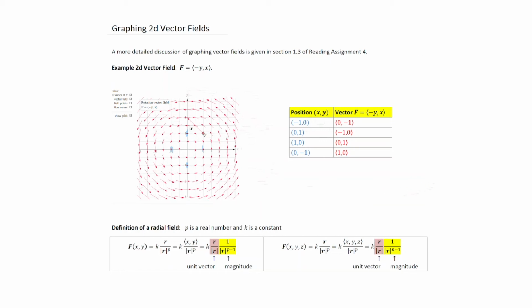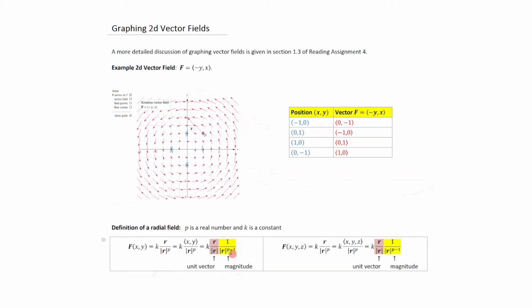The other thing I would bring your attention to is the definition of what we call a radial field. We'll make reference to this frequently. So here we're saying p is a real number and k is a constant. In 2 dimensions, if you have a vector field in x and y, then r is a vector which has an x and y component. This is the magnitude of the vector r to some exponent p times some constant k. This can be written in unit vector form by taking this out, which is r, dividing by the magnitude of r. That means you're left with r to the power p minus 1. So this is the unit vector which gives direction, and this gives you an indication of the magnitude as a function of position.